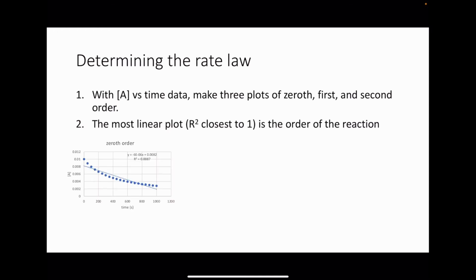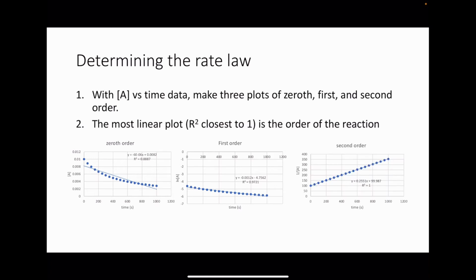So an example, we would plot maybe 0th order, so this is concentration versus time, and you can see it's not very linear, R squared is 0.88. We plot first order, same data, natural log. Now we're getting a little closer, 0.97, that's not too bad, but still there looks like some deviation. And then we plot second order, and you can see the R squared is basically 1. So it's an exact match to second order. And our expression is y, so y would be 1 over concentration, x is time, and then the 0.2551 would be our rate constant.